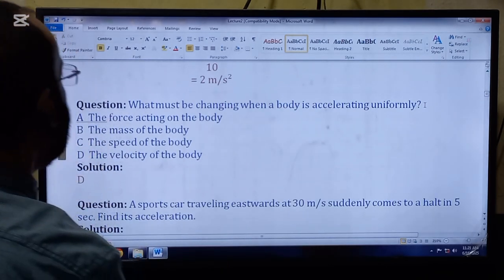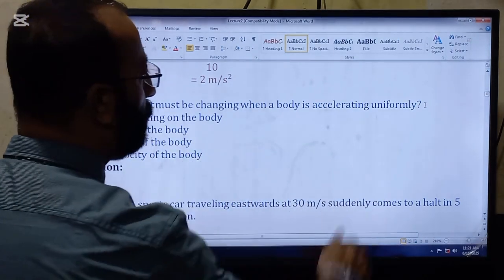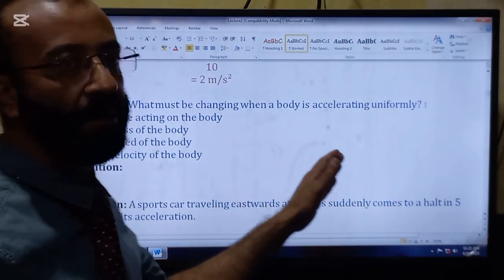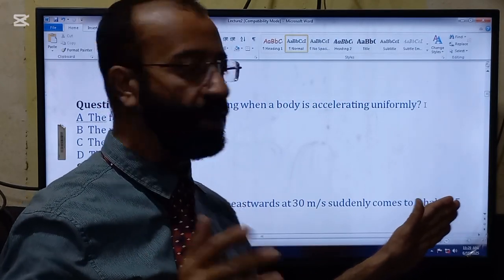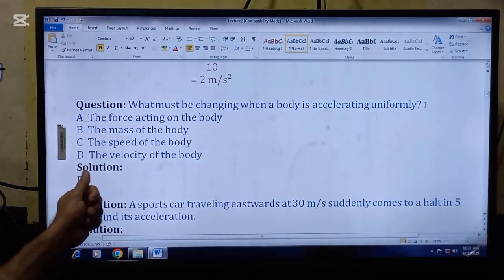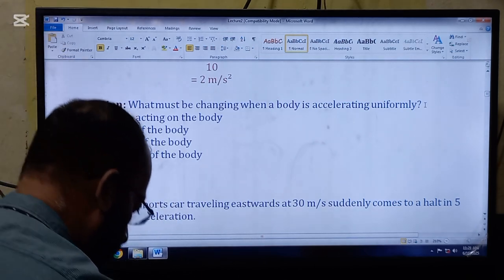And another question is here: what must be changing when a body is accelerating uniformly? So if the body is having acceleration, the thing required is the velocity must be changing. So look now, the velocity of the body must be changing. So D part is the answer.